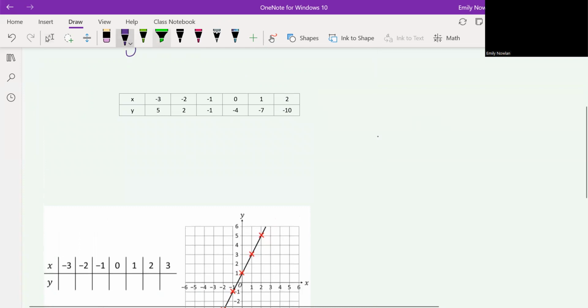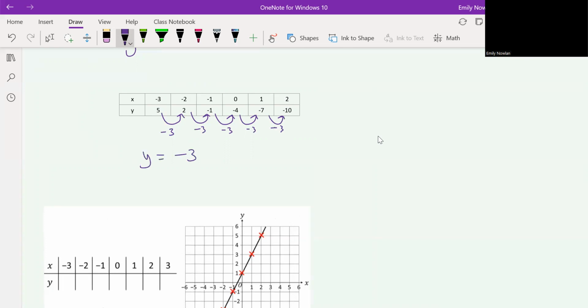Okay, again, just check that we're going up 1 every time. Are we always going up 1? Yeah, we seem to be going up 1 every time. So we can look at the rule. 5 to 2, 2 to minus 1, 1 to minus 4. What's happening there every time? 5 to 2, we're taking away 3. 2 to minus 1, we're taking away 3. We're always taking away 3. That means our rule is y equals minus 3 times the x plus something. We've got to work out what that something is.